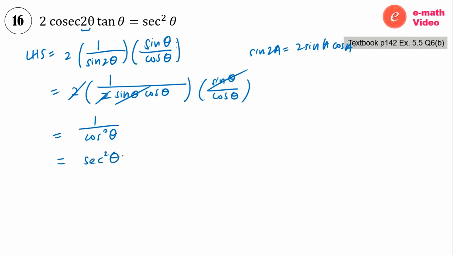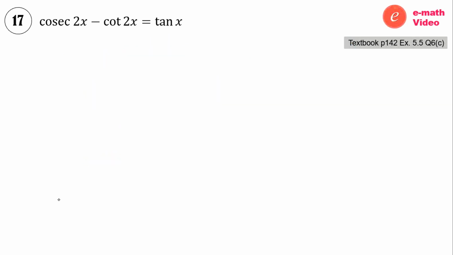Proven. Number 17. For this question, we start from left hand side, okay? On right hand side, we have tangent x, meaning we need sine x and cos x. And we have a double angle on left hand side, but I don't have a formula for cosec.